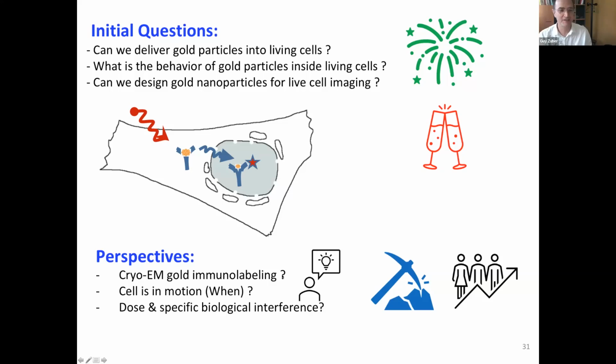Other important things to verify are that we put the immunostaining or the probes within cells that are in motion. So we now have to study the motions of the cells, when to fix them, and what to do with this. And of course, the dose and the specific biological interference: if we have an antibody that's bound to targets and inhibiting things, we're going to have a different kind of labeling as well.